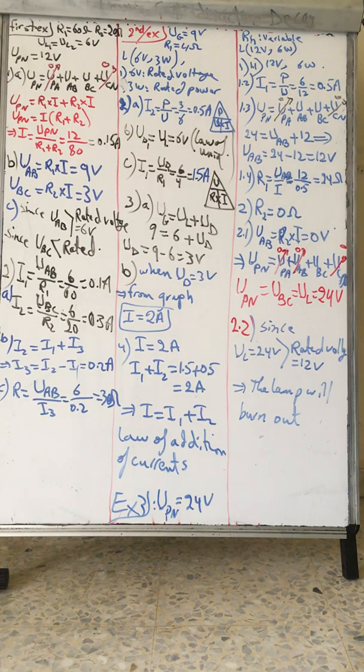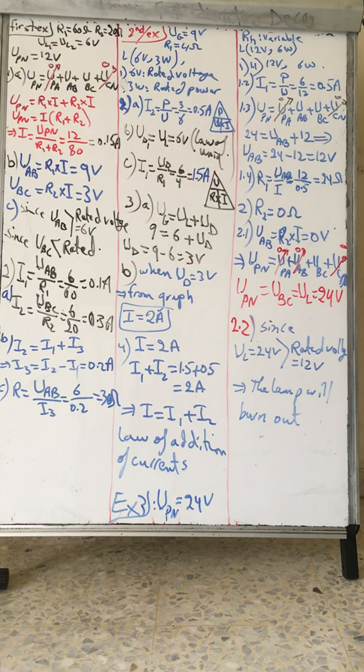Okay? Now determine, applying the law of addition of voltages, the voltage UAB across the terminals of the rheostat. UAB means the voltage across the rheostat. Referring to the figure, I can write UPN equals UPA plus UAB plus UBC plus UCN. From the figure, UPA equals 0 and UCN equals 0, connecting wire. Replace: 24 volts equals UAB, the voltage across the rheostat, plus UBC, the voltage of the lamp, which is 12 volts. Then we find UAB equals 24 minus 12 equals 12 volts.